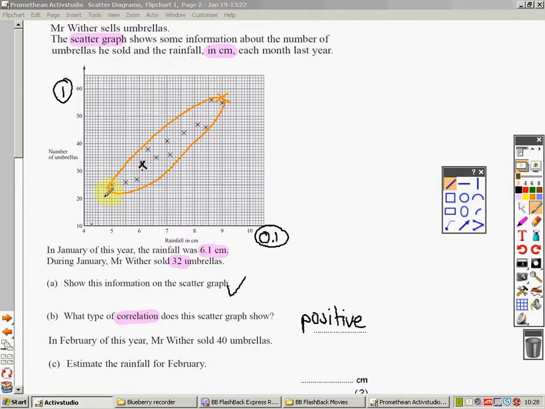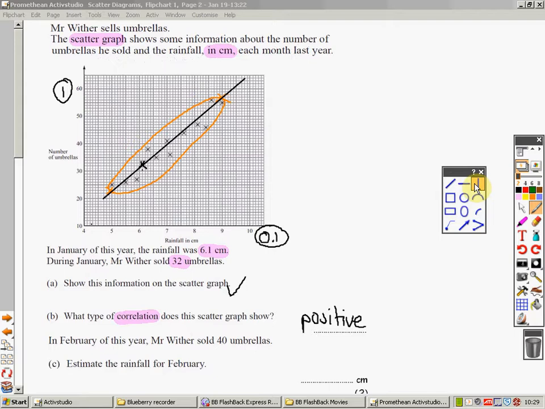You should be doing this with a ruler. I'm just using this as my ruler isn't working on the whiteboard at the moment. There we go. That's my line of best fit. And now I'm going to read off the information I need to answer the question.